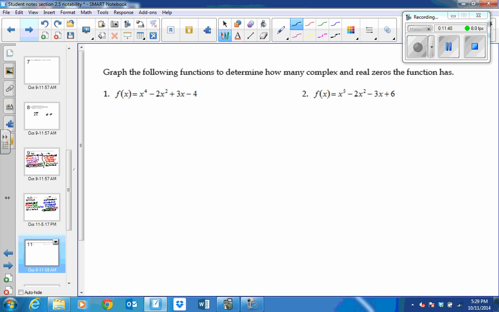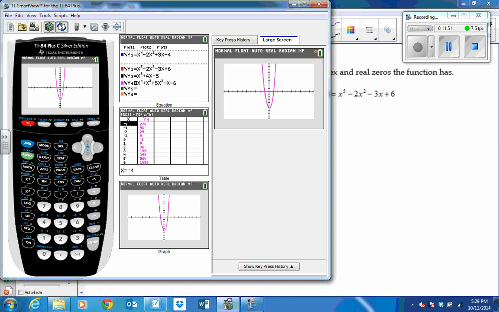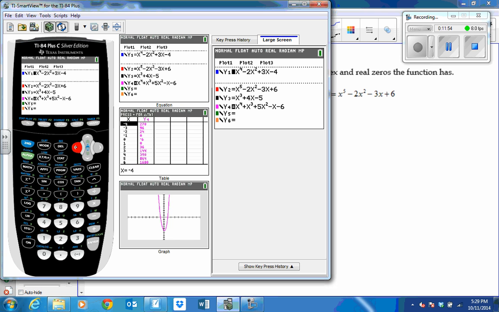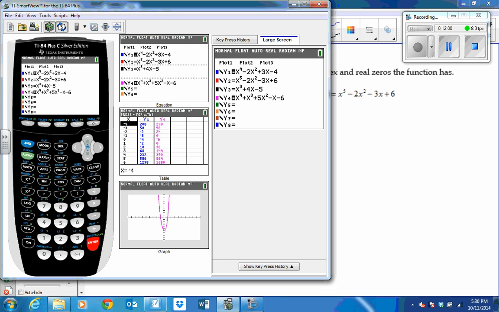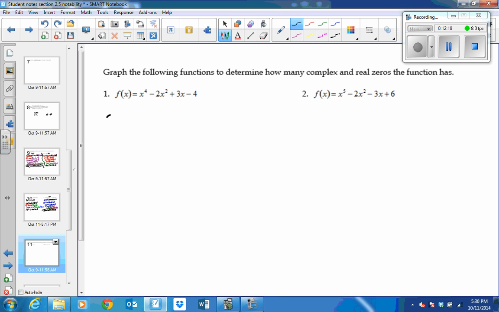Graph the following functions to determine how many complex and real zeros the function has. Well, I already have this programmed into my graphing calculator, so I need to just select that one, x to the 4th minus 2x squared. I'm going to select this one, and I'm going to deselect the one down here, and I'm going to graph. Oops, I didn't deselect. Don't look at the pink one. Look at the blue one, and we see that it has one real zero here, and it has one real zero here. So going back to our Smart Notes, we know that it has 2 real zeros.